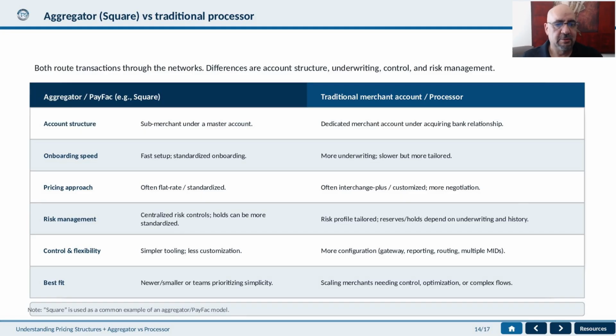Control and flexibility: simple tools, less customization. With Square, you get what you get. It works. It's not a bad system. I like it. But that does have some limitations. More configurations: gateway, reporting, routing, multiple MIDs.